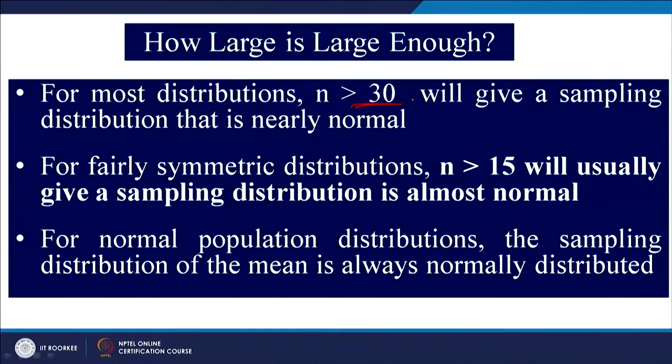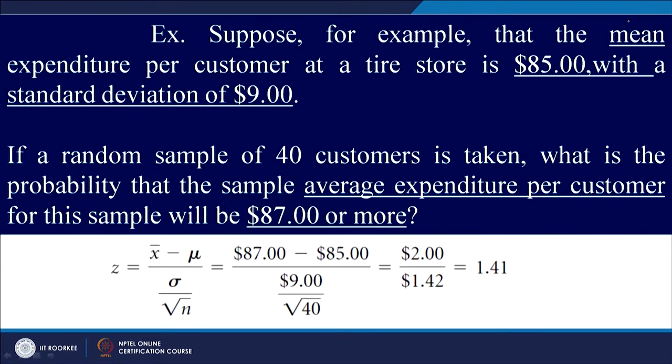So generally it is said that n equal to 30 or more will give a sampling distribution nearly normal. And for fairly symmetric distributions, even n more than 15 will give you a sampling distribution which is normal. But generally we will take n equal to 30 or more than 30, right. So how large is large enough? It is 30 or more than 30. Okay. So let us look at a couple of examples on sampling distribution.